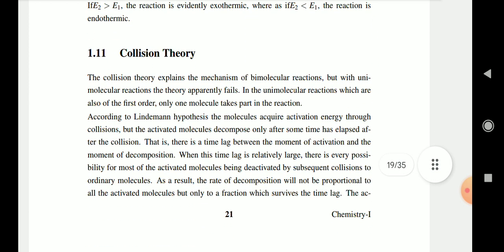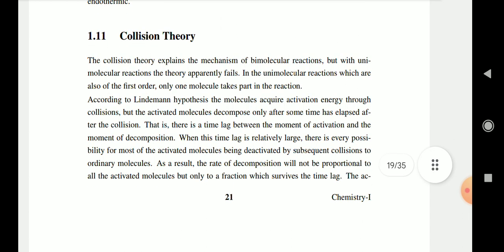Collision theory. The collision theory explains the mechanism of bimolecular reactions, but with unimolecular reactions the theory apparently fails. In unimolecular reactions, which are also first order, only one molecule takes part in the reaction. According to the Lindemann hypothesis, molecules acquire activation energy through collision, but the activated molecules decompose only after some time has elapsed after collision. That is, there is a time lag between the moment of activation and the moment of decomposition.